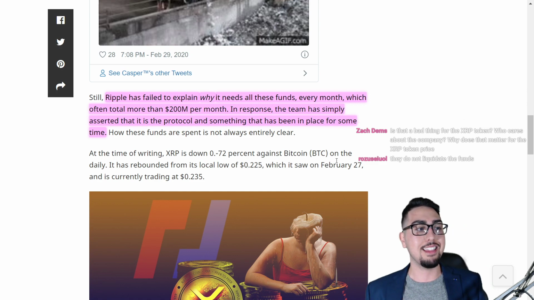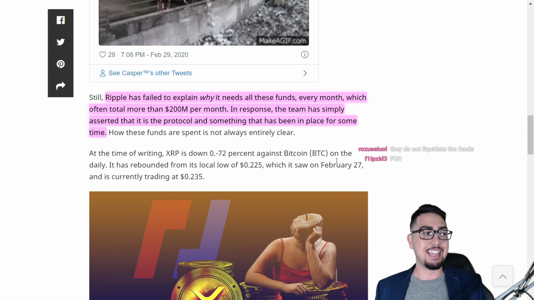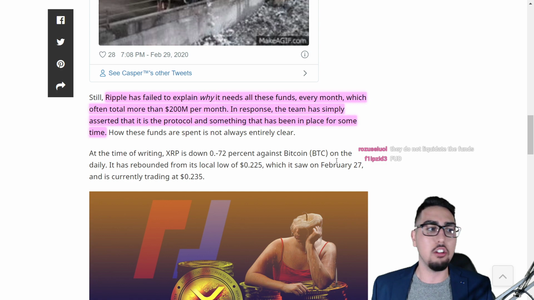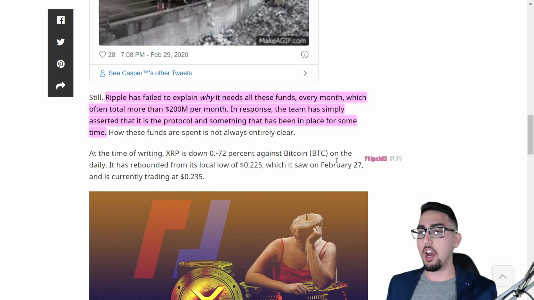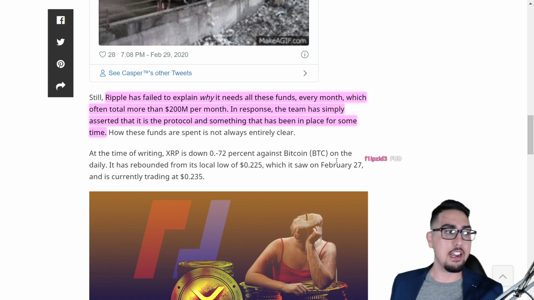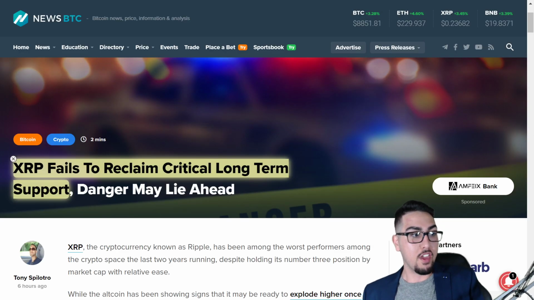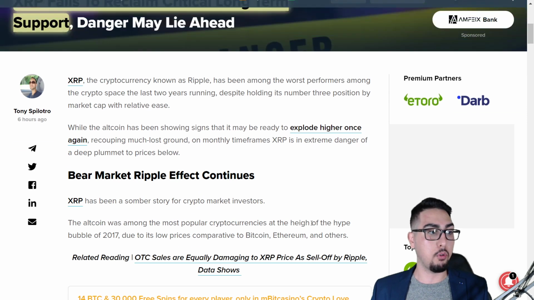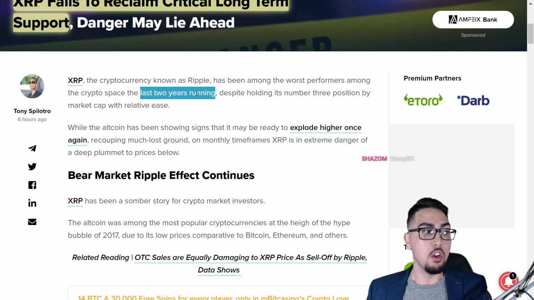So understand this, this makes no sense to me. Why would you say that you need to sell Ripple to be profitable? That's the worst thing in the world, because what you're basically saying is, yeah, you've got all these people buying Ripple and it gives Ripple value, but look what ends up happening. Ripple fails to reclaim critical long-term support. Literally the worst performing coin in the last 2 years. Well, there's a reason for that.